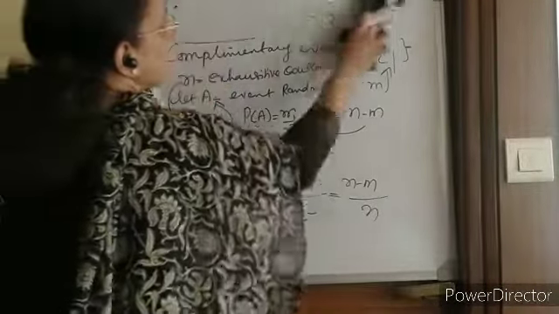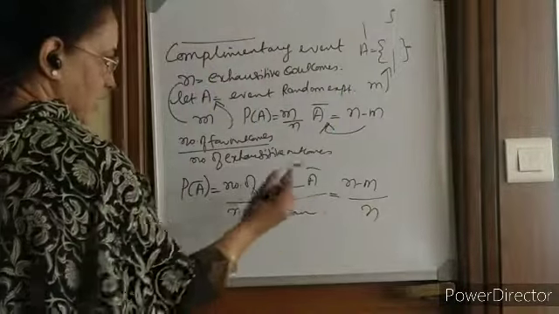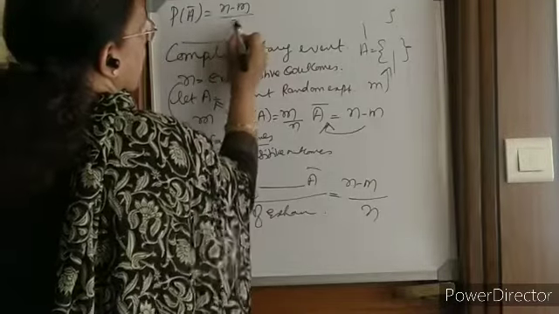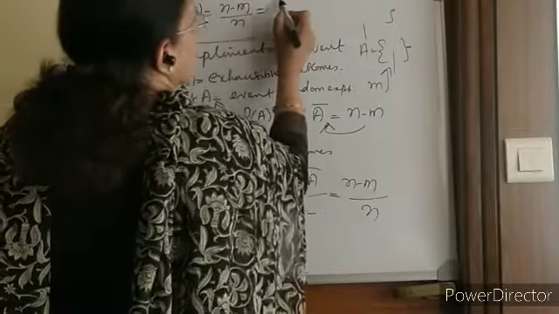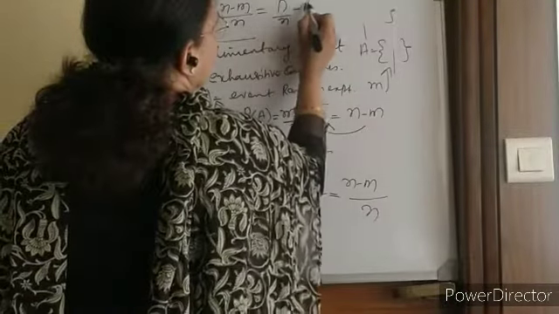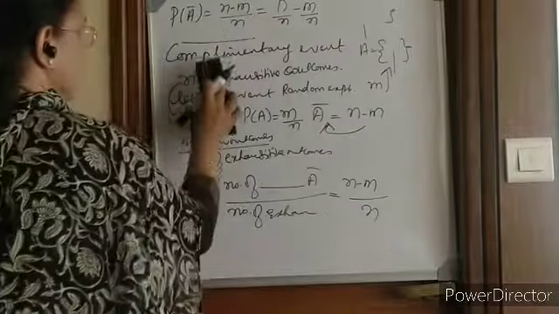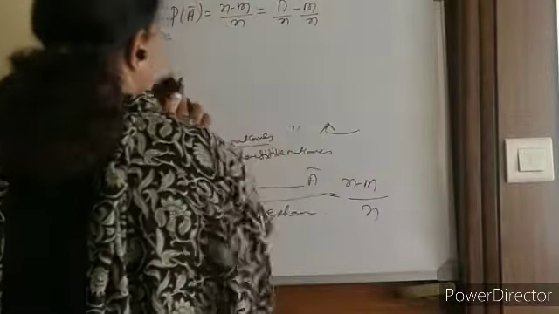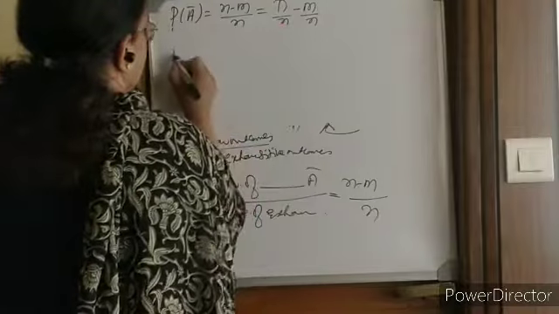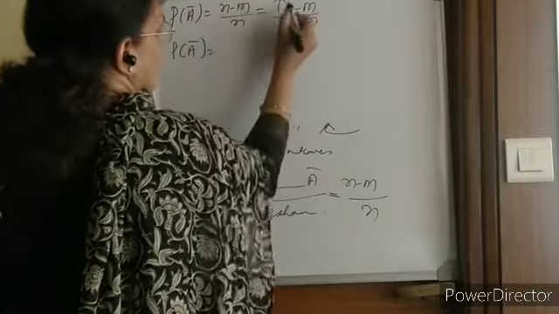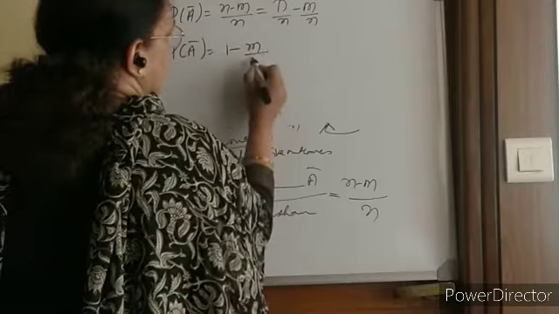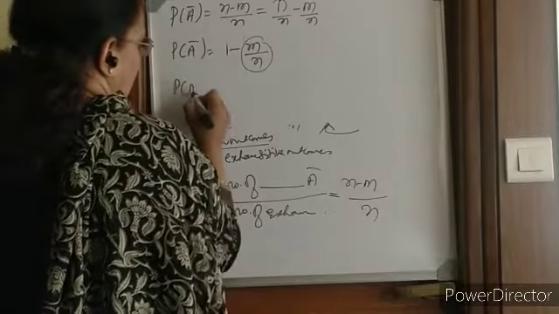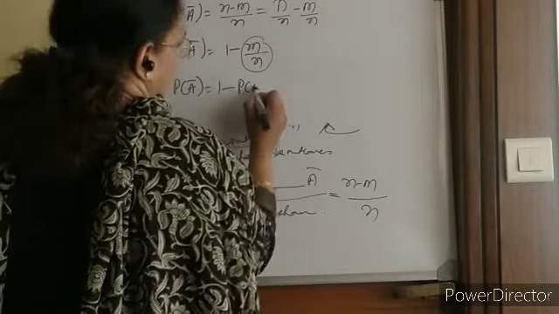Now you see, I'll take this here. Probability of A bar equal to n minus m by n. You can split this one, it's a common denominator. So this will become n divided by n minus m by n. So probability of A bar equal to, now you can cancel, this becomes 1 minus m by n. Now what is this m by n? This is nothing but probability of A. Therefore you have probability of A bar equal to 1 minus probability of A.